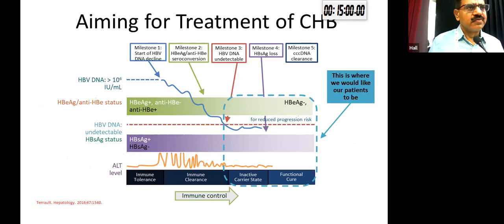So what do you aim for when you are treating HBV? Your first aim is to reduce the viral DNA. The second aim is to seroconvert in a person who is E positive. Then you want to make the DNA undetectable. The next milestone is you want to lose the S antigen. And then next is you want the cccDNA to be cleared.